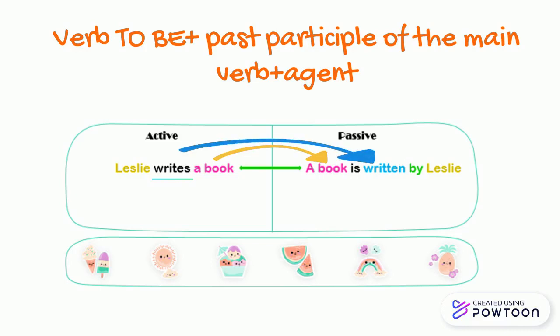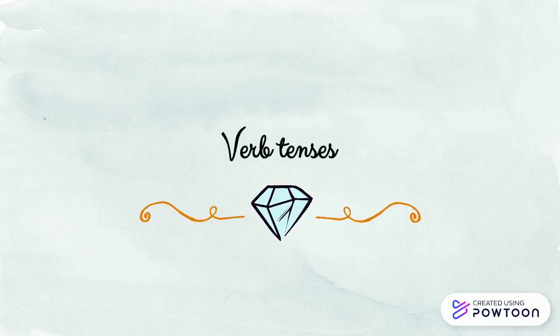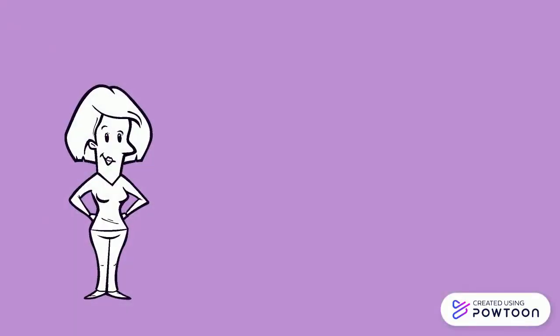Now, to refer to the agent or to say who did the action that we are talking about, we use the preposition by and the name. So, our sentence will be, a book is written by Leslie. Now, let's dig into some verb tenses and how they'll appear in the passive voice. In the previous structure, we took care of the simple present.